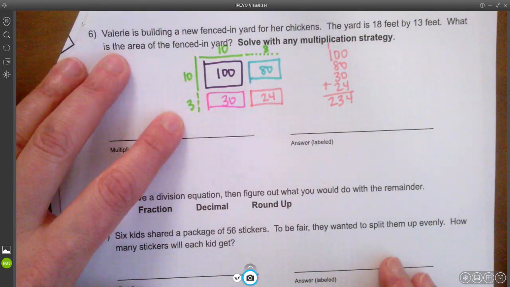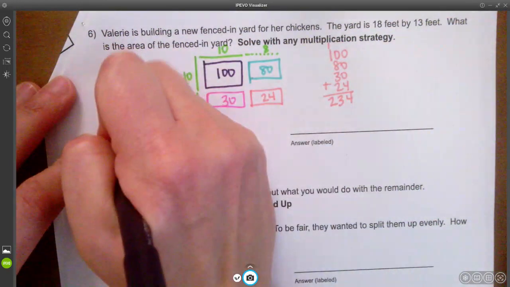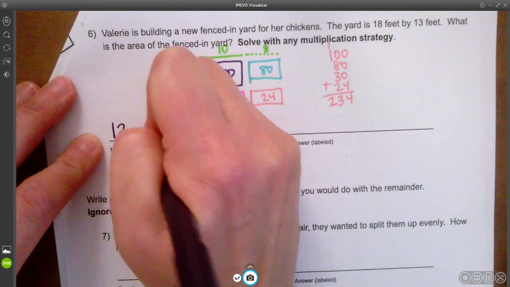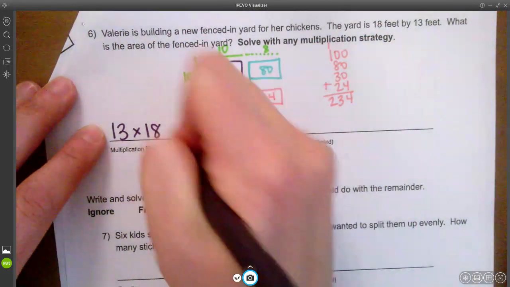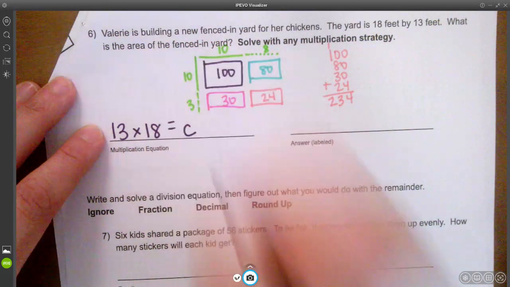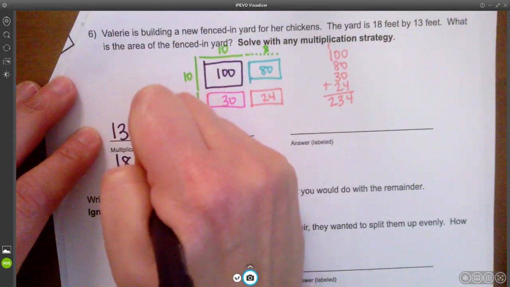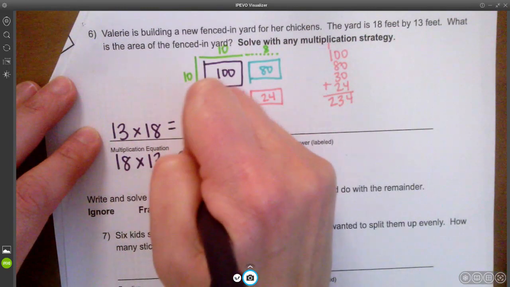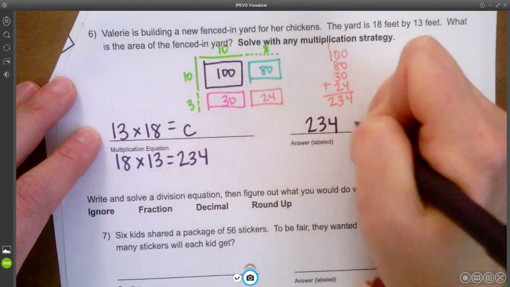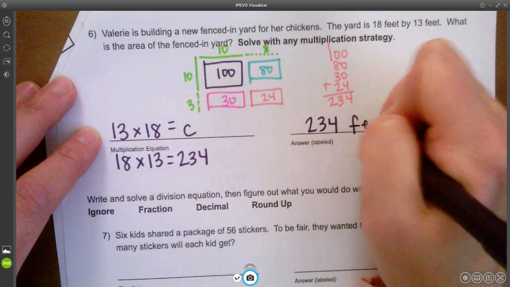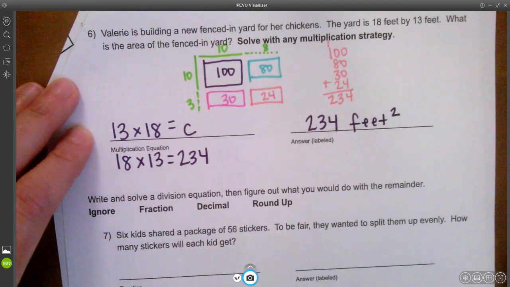Okay. All right, let's go ahead and write the equation. I should have done that first. 13 times 18, or 18 times 13, maybe you put, because that number was listed first. But either way, and you could use a variable, but it would also be okay to actually put the answer in. Okay, as long as you also have the answer over here, and we're going to write feet with a little tiny 2 to show that it's square feet. All right.